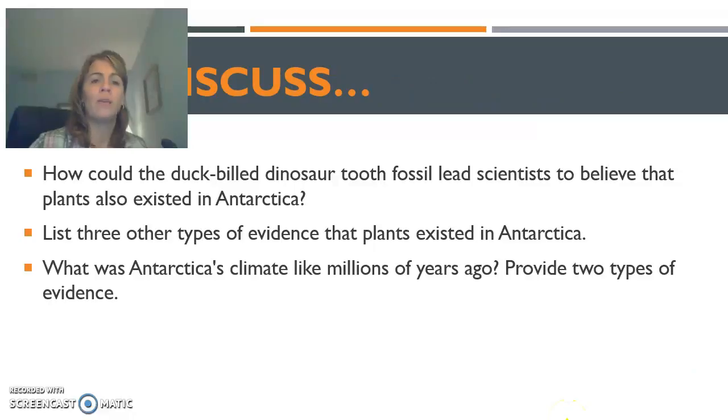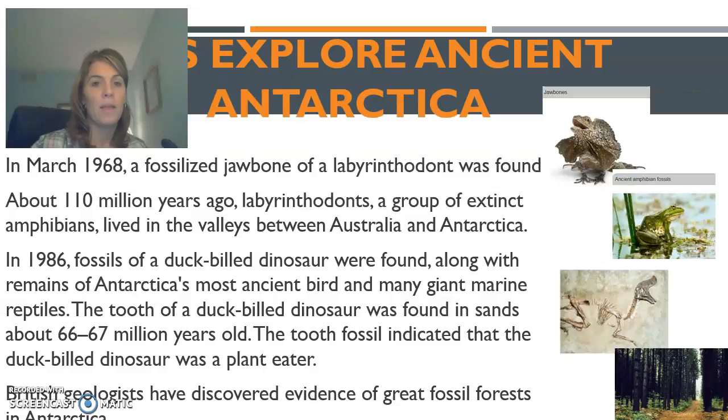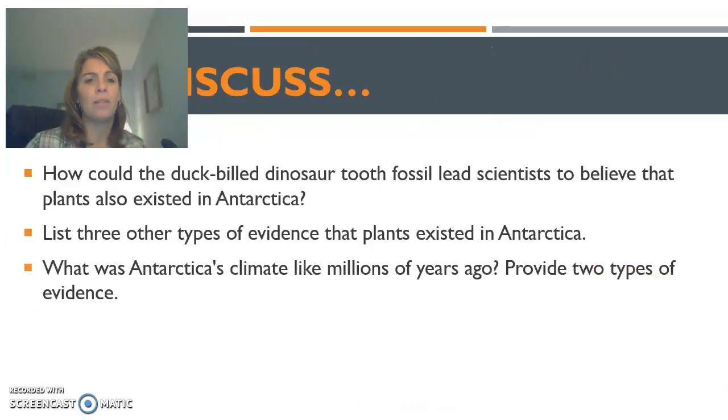So let's talk about it. How could the duck-billed dinosaur tooth fossil lead scientists to believe that plants also existed in Antarctica? Let's go back for 1 second. They realized that the tooth fossil, the way that the tooth was formed, indicated that the duck-billed dinosaur was a plant eater. So, in order for that animal to survive in that area, there needed to have been plants. So there's a lot of things that you can deduce based on fossils and things that you find.